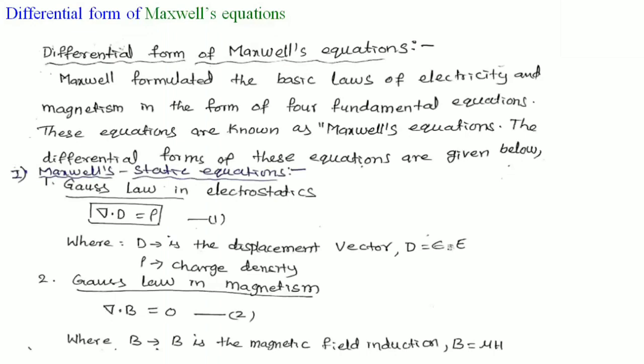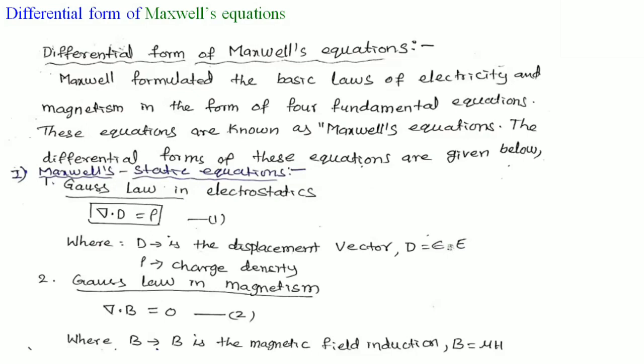Yesterday, in our previous class, we discussed the differential form of Maxwell's equations and also the integral form of Maxwell's equations. Today, I am going to discuss the physical significance of Maxwell's equations. In our previous class, you can see here, this is the differential form of Maxwell's equations. Maxwell formulated the basic laws of electricity and magnetism in the form of four fundamental equations. These four fundamental equations are known as Maxwell's equations.